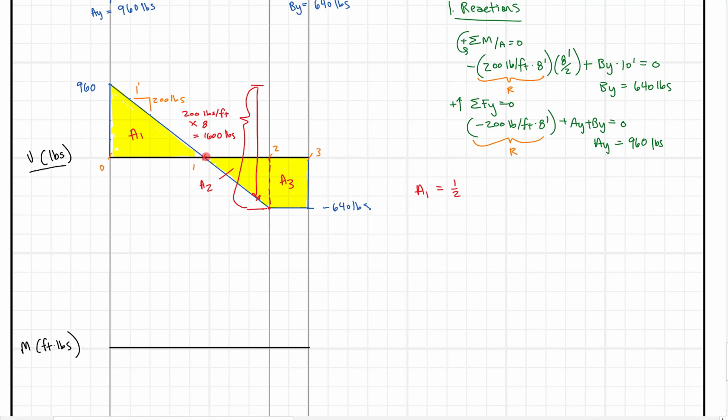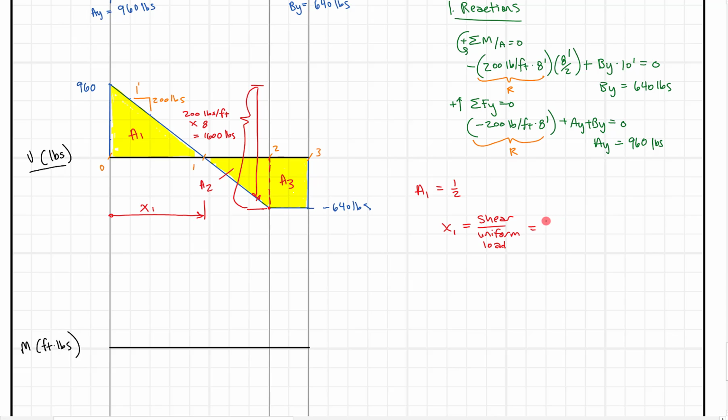And to solve for that distance, I'm just going to drop a line down here and call this distance x1. If we come from this point here all the way over, I'm going to call this x1. And really x1 is just going to equal the height of the shear divided by the slope of this line, or divided by the uniform load. And that will get us back down to 0. So that'll give us how far this distance is.